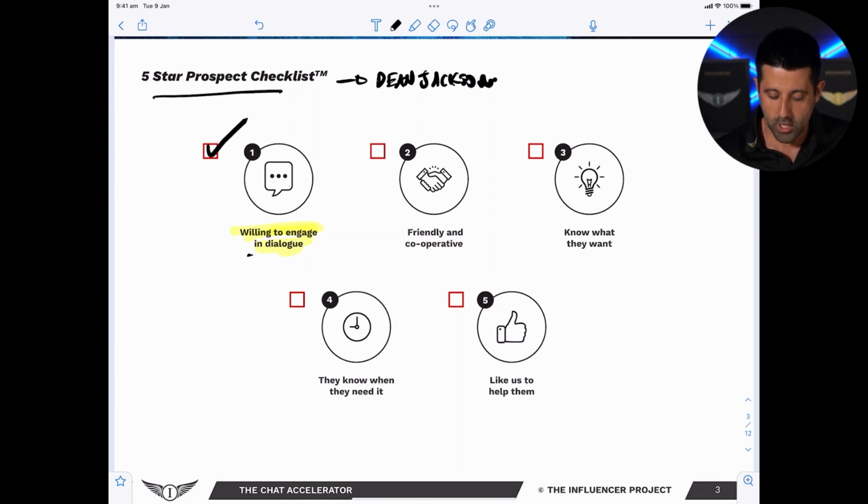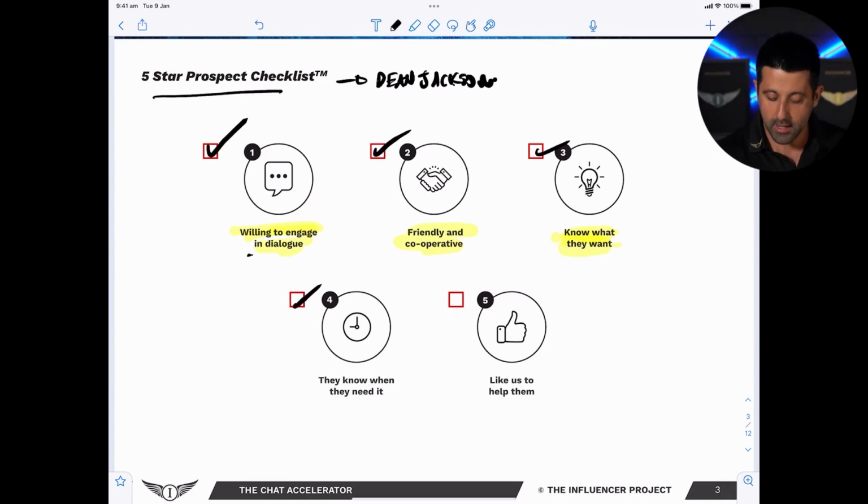When you are having a chat with them, you've got to make sure that they are friendly and cooperative. A great client is friendly. A great client is cooperative. So therefore, a prospect needs to have at least the basic ingredients to become a great client. Finally, they should know what they want. And by knowing what they want, it means they have answers to the most important questions that you ask to understand if or how you might be able to help them.